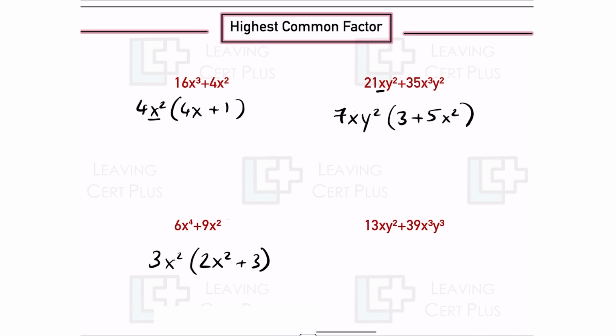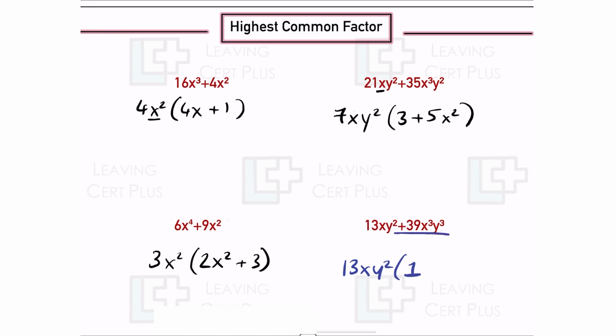Next one, pause the video and give it a go. So if you take out a 13 to start off with, that's the highest common factor. Then with your x's, you can take out an x to the power of 1 maximum. This one only has a 1. Then with your y, you can take out a y squared maximum. What do we need to multiply this by to get that? It is just itself, so that's just plus 1.